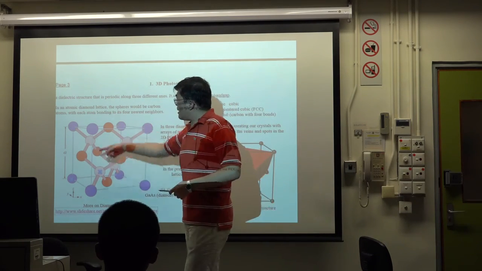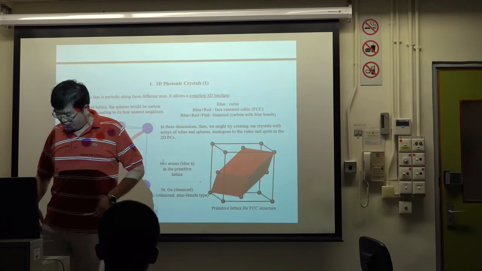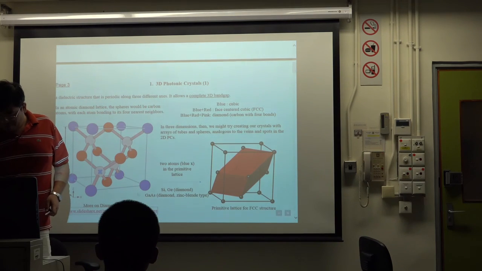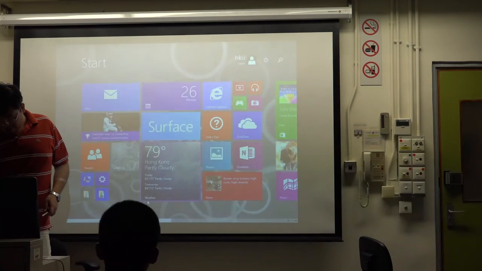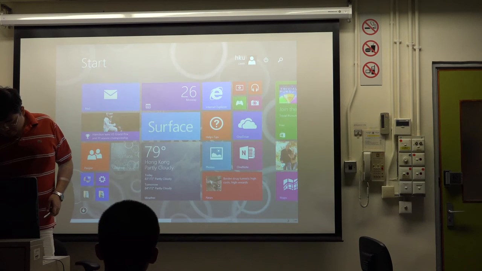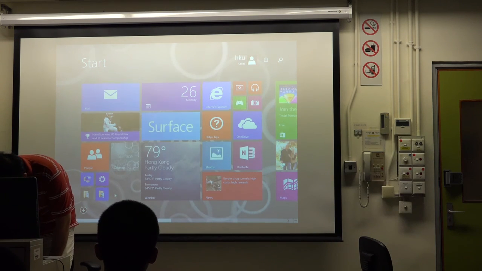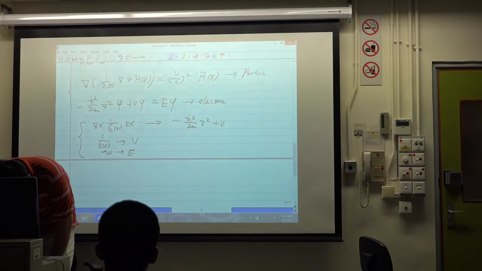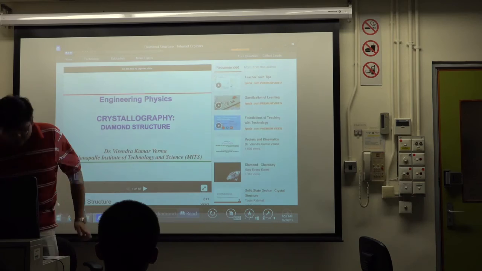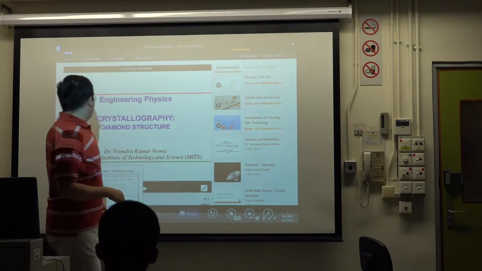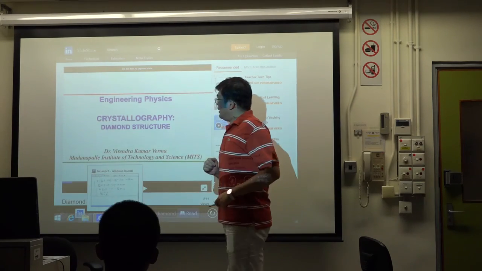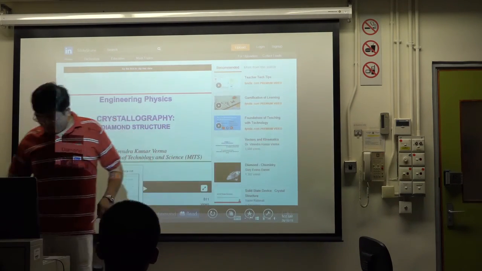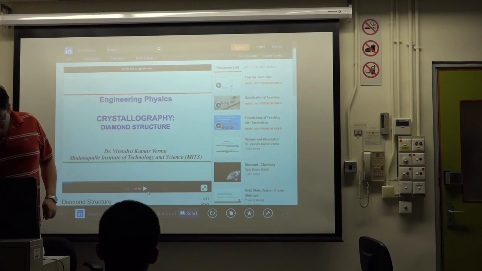Let me talk about this structure. This structure is a little bit complicated, so I found a very good material on the internet. This is by Professor Verma, who uploaded this PPT. I think it's good.